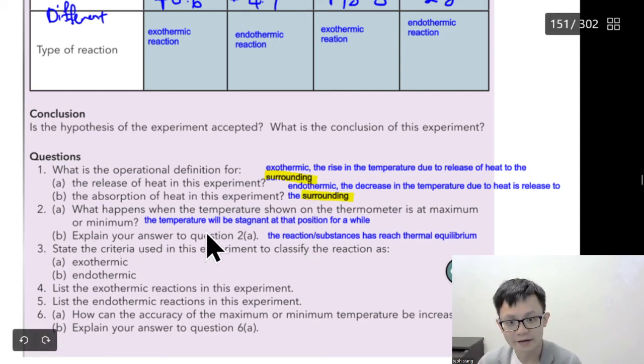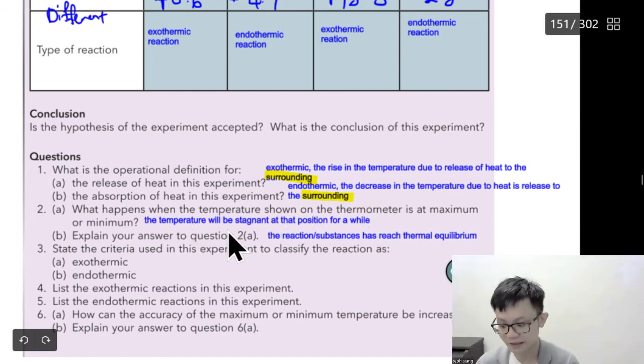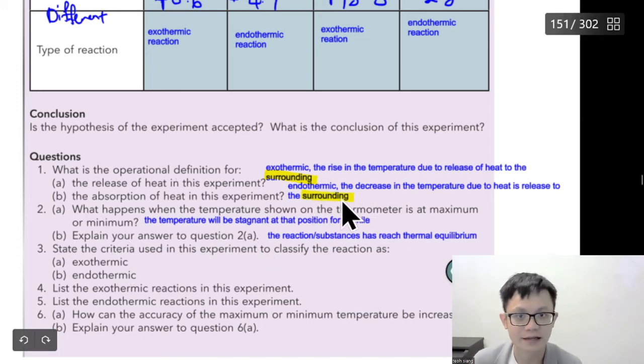Or why the reaction has reached thermal equilibrium, or you can say the reaction is already finished, or the substance for the reaction has already been used up. What happened? You can say that the temperature will be stagnant, or maybe you can say that the substance has already been used up. There are a few answers. Okay, so if no question, let us continue.